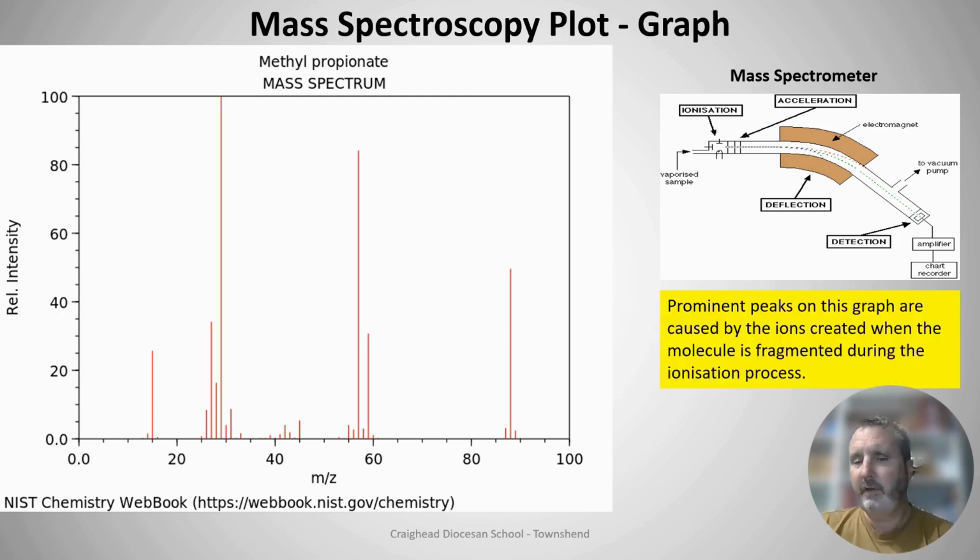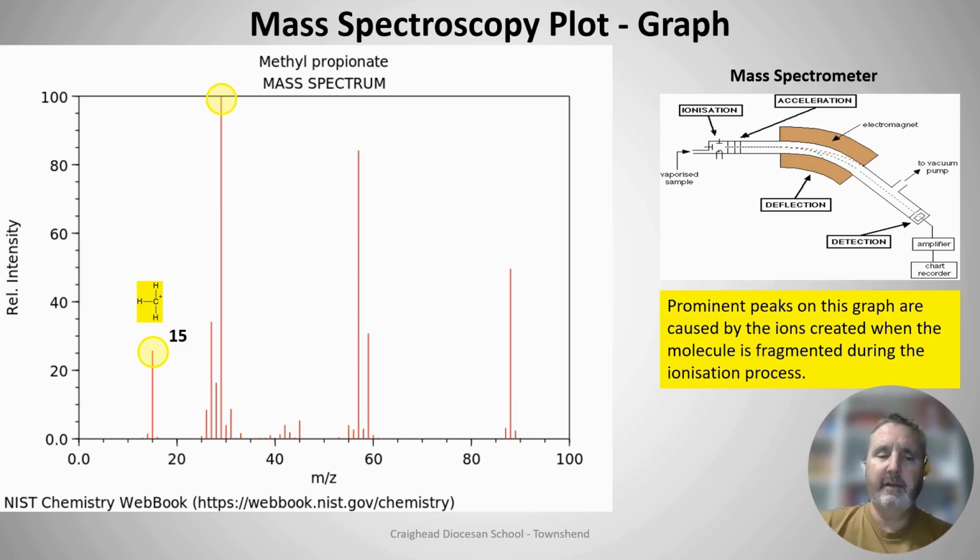The first thing to notice is that these peaks are caused by the fragments we talked about in previous slides. This peak at the left, at 15, is produced by this CH3 fragment. The reason it's 15 is that carbon has a molar mass of 12 and each hydrogen has a molar mass of 1. That gives us 15.